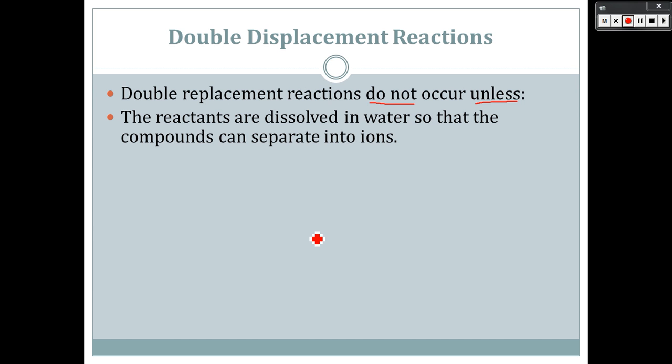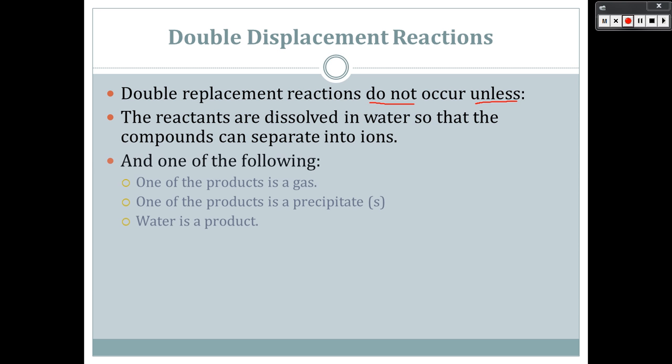So even if 2 compounds react when they're aqueous, they're not going to react when they're solid. So just keep that in mind. In order to get a double displacement reaction, the reactants must be dissolved in water so that the compounds can separate into their ions. Ionic bonds are really strong. They're the strongest of the bonds, and so they're not likely just to separate and go their own way.